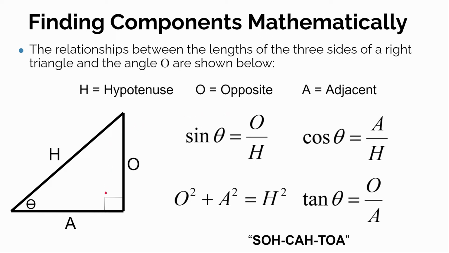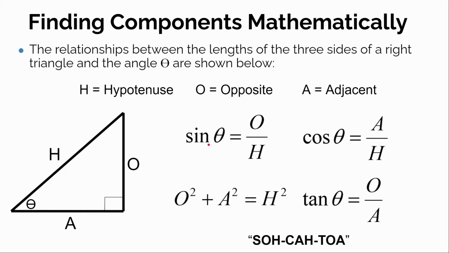If we have a right triangle, which means one of the angles inside of that triangle is 90 degrees, the longest side is called the hypotenuse. And if we know one of the angles, the side that's opposite the angle is called the opposite side. And the other side that's next to the angle that's not the hypotenuse is called the adjacent side. And if this is the case, there are actually 4 equations that we can use to figure out the length of unknown sides of this right triangle.